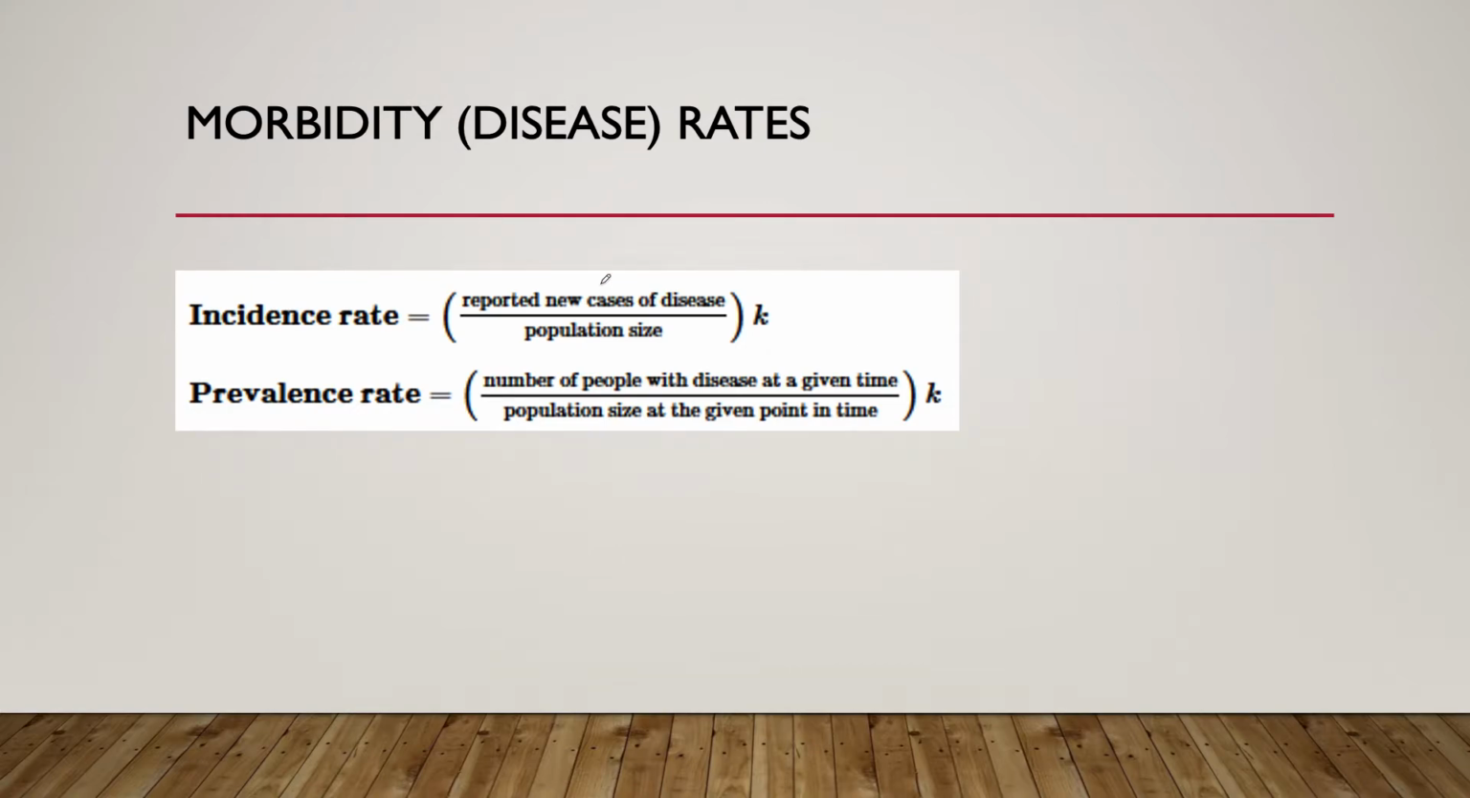For morbidity or disease rates, we have the incidence rate, which is the number of reported new cases of the disease divided by the population size times the constant K. And the prevalence rate is the number of people with the disease at a given time divided by the population size at the given point in time times the constant K.